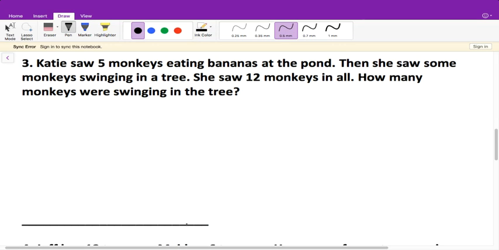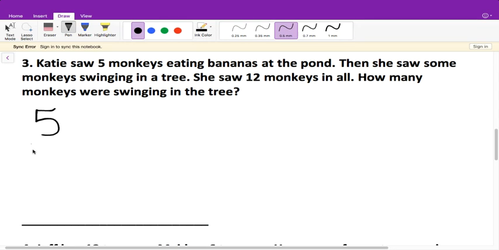Okay, so I know this problem is about monkeys. There are monkeys eating bananas, and there are monkeys swinging in a tree. And it says she saw 12 monkeys in all. So I know we're joining all of the monkeys together, which tells me that this is a part whole. There's one group of monkeys eating bananas, and there's another group of monkeys swinging in the tree. So I'm going to start with one part, which is the 5 monkeys eating bananas.